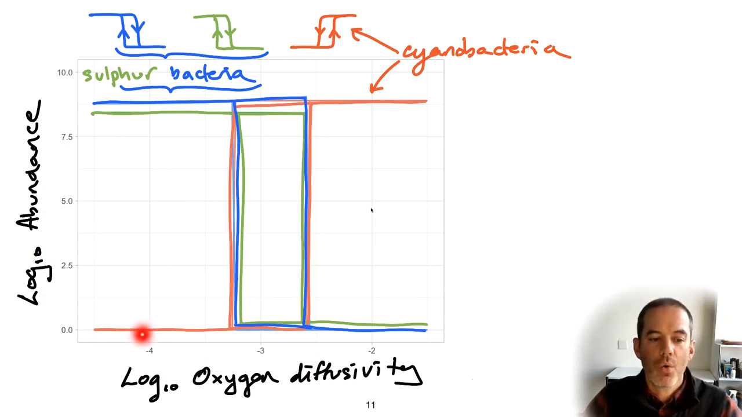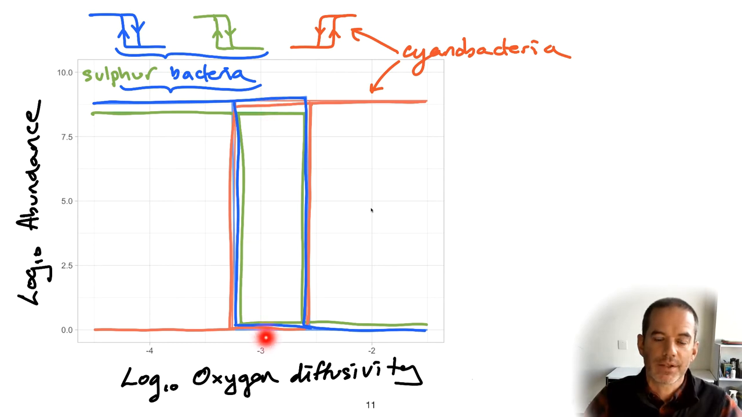When there is low oxygen, we only have sulfur bacteria in high abundance. When there is high oxygen, we only have cyanobacteria in high abundance. When there is an intermediate level of oxygen, then we can have either cyanobacteria in low abundance or cyanobacteria in high abundance, and the same for sulfur bacteria in the opposite direction to the cyanobacteria.